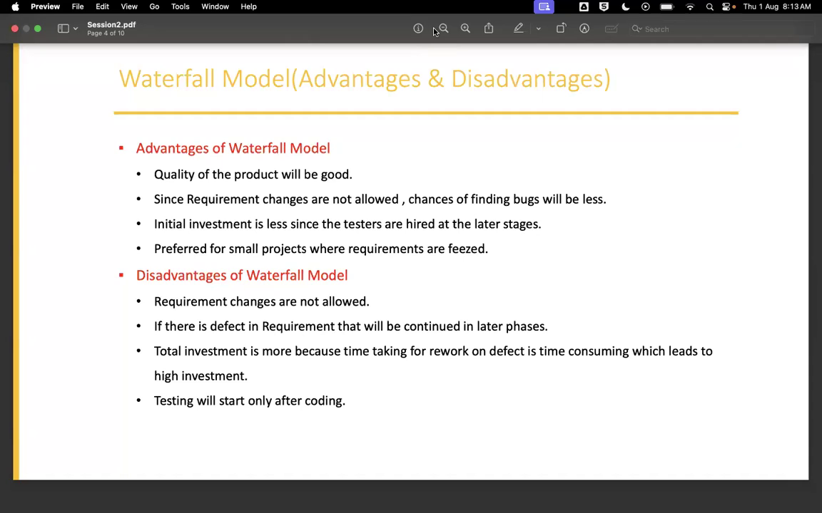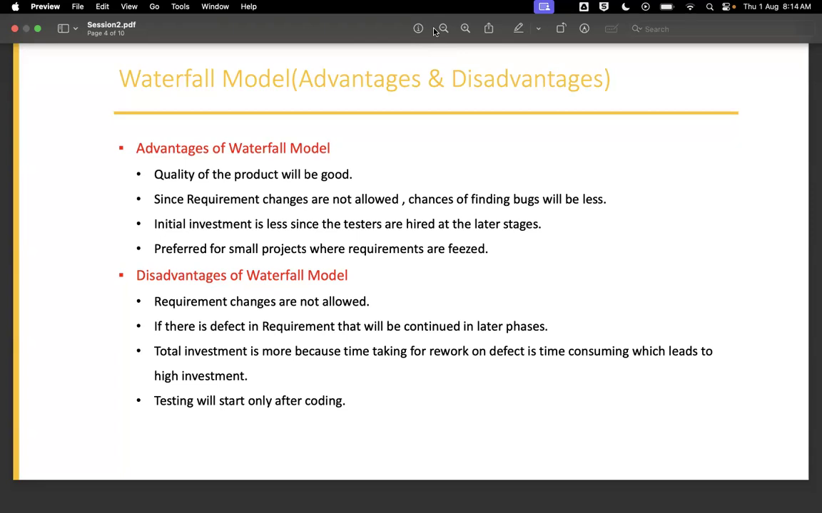So usually what happens in real time, guys, as a QA, you are also involved in the requirement gathering, in the design part, and also in the implementation, so that QA is there from the start of the project and you can understand the complete end-to-end flow. But in the case of the waterfall model, that is missing.